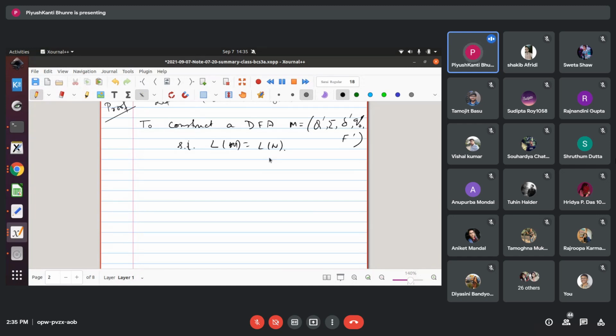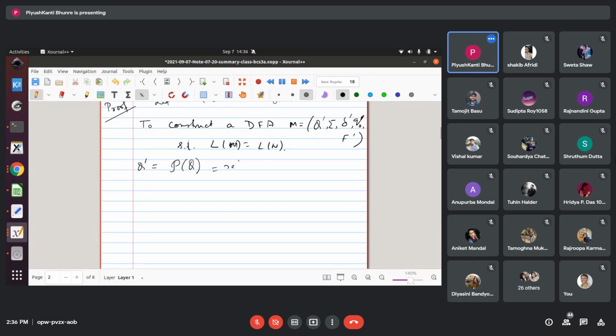And then you have to prove that the M recognizes all the strings that are recognized by the given non-deterministic automata N. Okay, so in order to do that, step one is you define what is Q prime, the set of states. So this is nothing but, we take the power set of Q.